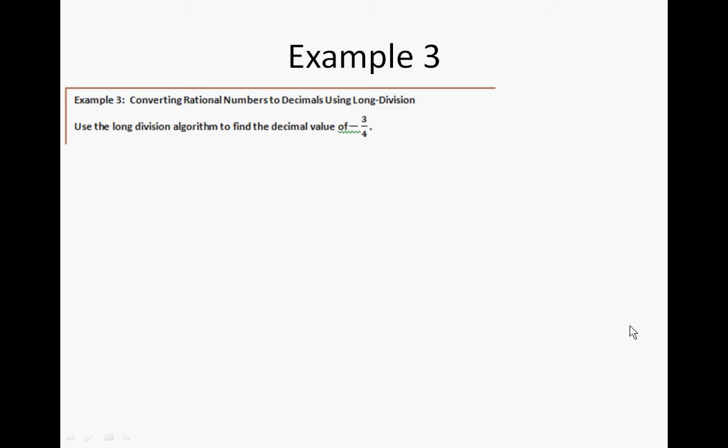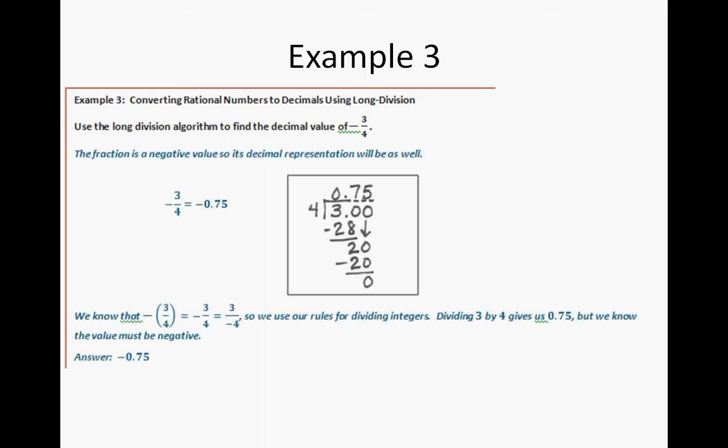All right, so example 3, converting rational numbers to decimals using long division. Using the long division algorithm to find the decimal value of minus 3/4. Now again, you can use your calculator to double check your math, but you have to show your work. So I expect to see the long division method on your paper.